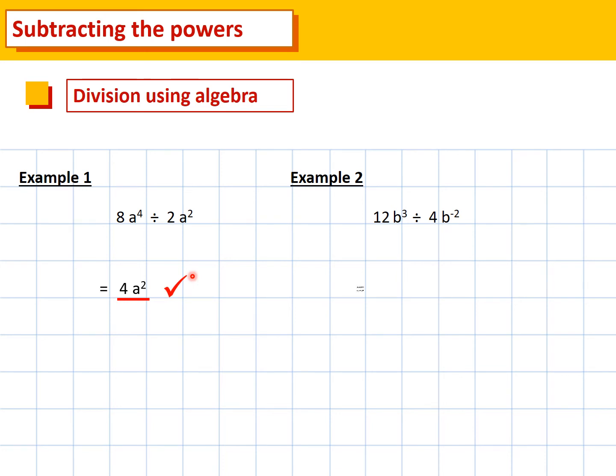In example 2, look at the number 12 divided by 4, well that's 3. And then for the power of b, it's 3 subtract negative 2. Subtracting negative 2 is adding 2, so our final power for b will be b to the power of 5.